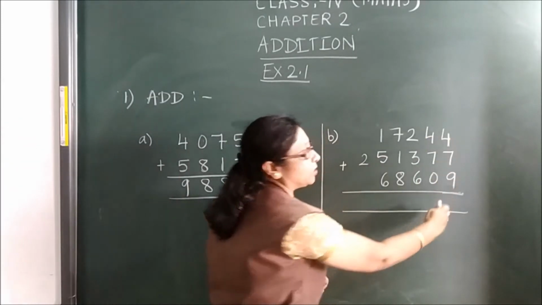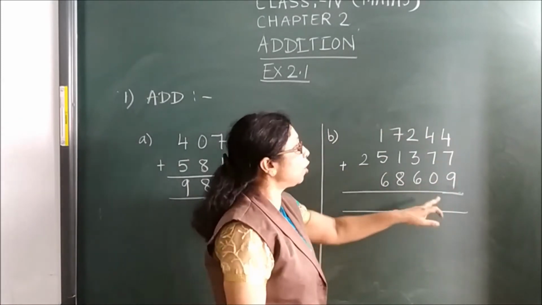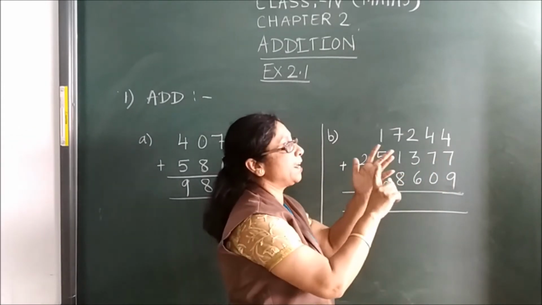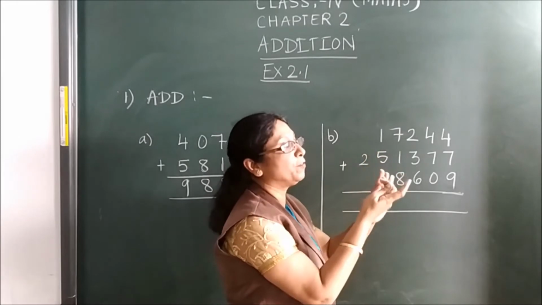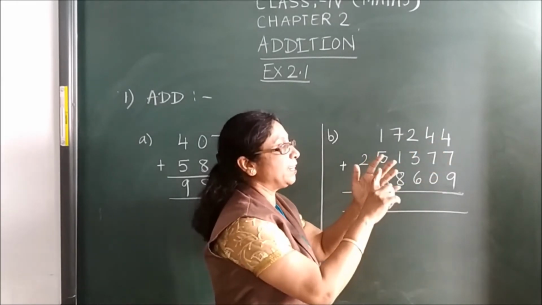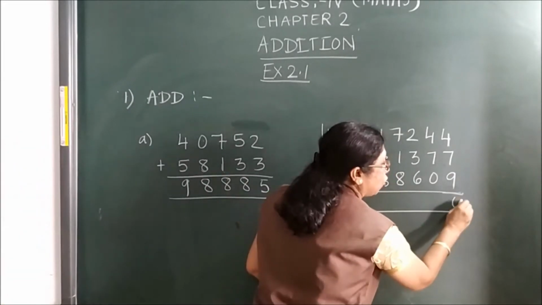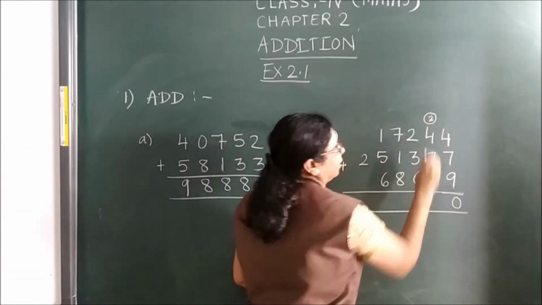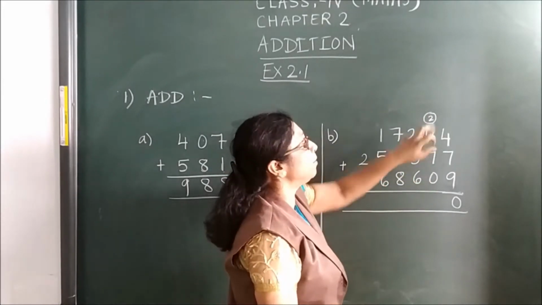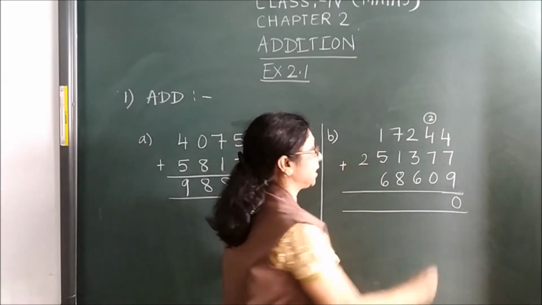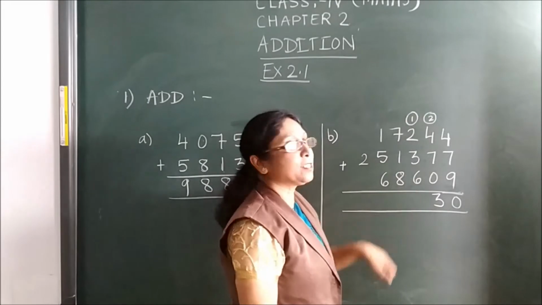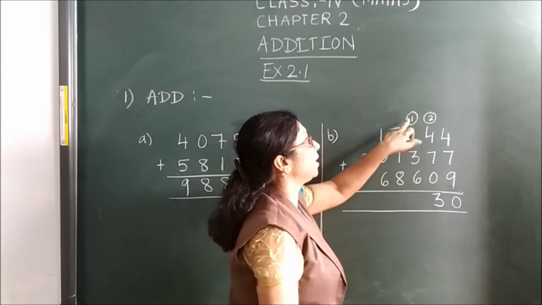Now here 3 digits are there, 3 numbers are there children. So 9 plus 7, okay. After 9 count 10, 11, 12, 13, 14, 15, 16. After 16, 17, 18, 19, 20. So 0 and 2 carry here. Then 7 plus 4, 11, 11 plus 2, 13. 3 carry 1. 6 plus 3, 9, 10, 11 and 12.